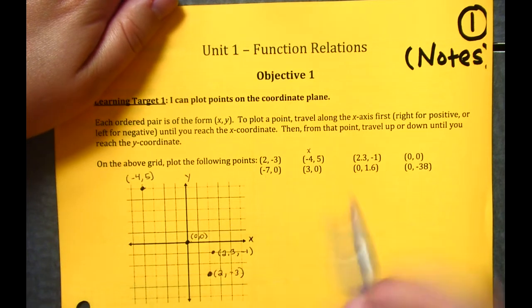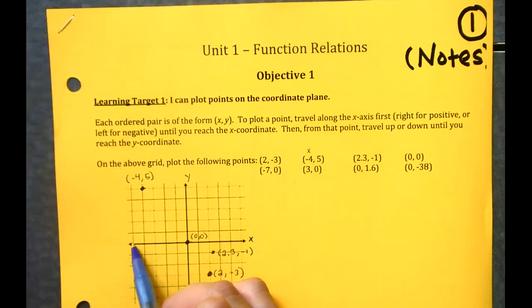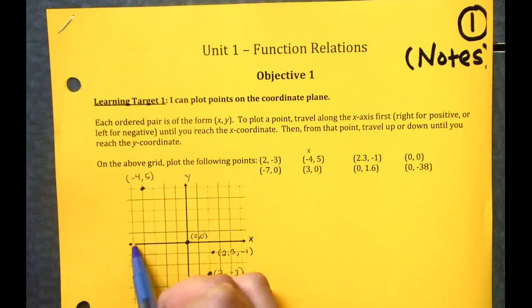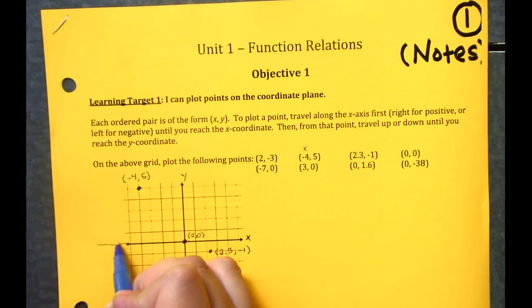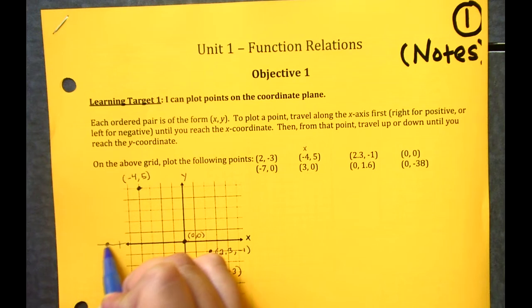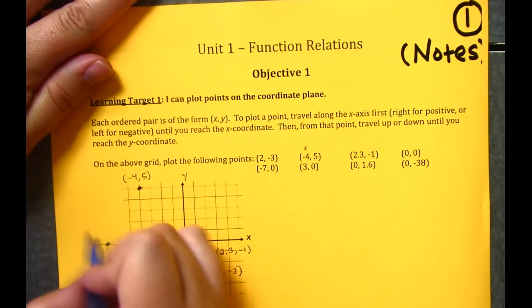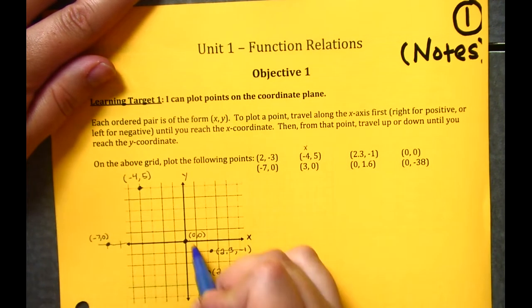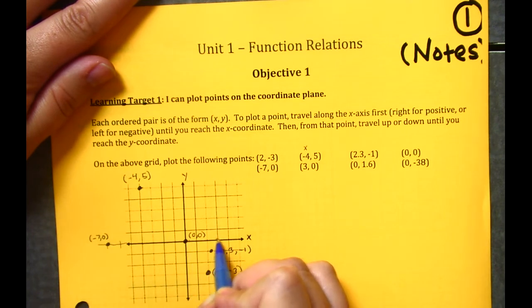(-7, 0). Now, 1, 2, 3, 4, 5. I'm actually running out of space here, so I'm just going to estimate. So, negative 1, negative 2, negative 3, negative 4, negative 5, negative 6, negative 7, if we extend that out. About right there. And then 0. So I don't go up or down at all. I stay right there on the x-axis. (3, 0). Now that's a positive, so I go to the right. 1, 2, 3, and then I don't go up or down at all.